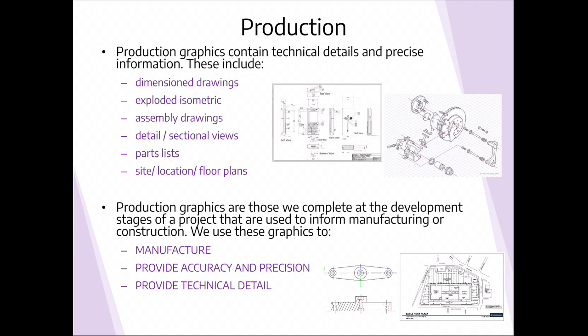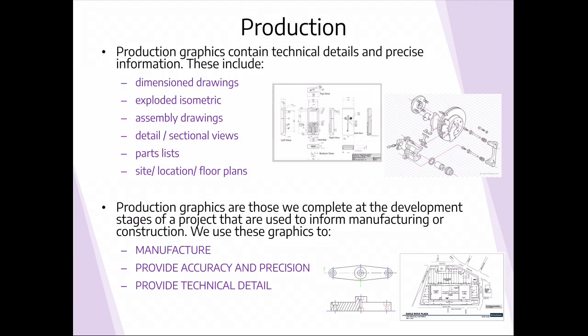Assembly drawings that would show how a product is completely put together. Detail or sectional views, which provide enlarged views of an object, or where an object's been cut open to show the internal workings. Parts lists detailing each individual component, or things like site, location and floor plans which show the layout of buildings and where they are put in the wider environment.